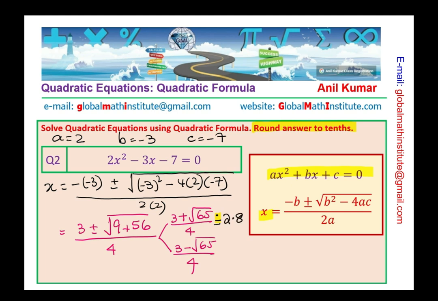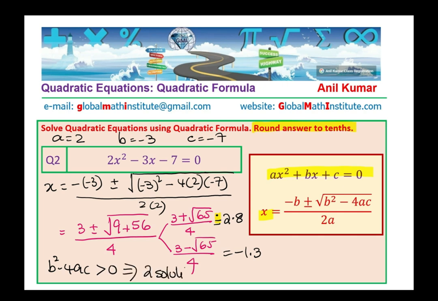You get the idea. The next one here is 3 minus square root of 65. And the whole thing is divided by 4. And that gives you minus 1.265. So 1.3. You get the idea. So we have to round it to one decimal place. That is very important, and that becomes the correct answer. So I hope this concept is clear. You also saw here that b squared minus 4ac was greater than 0. So that means we have two solutions. Let's move on and check the next one.